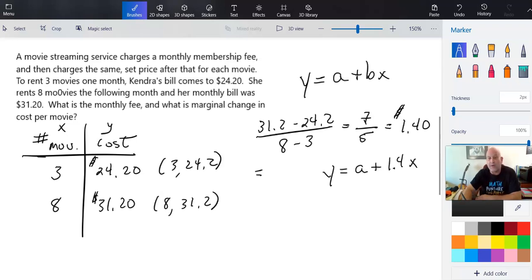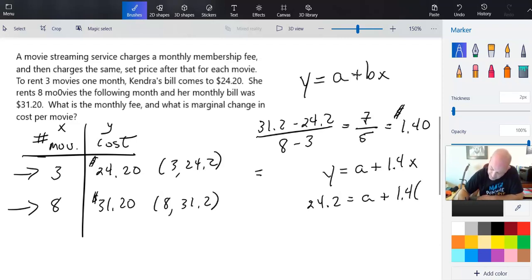And that's where we pick a point and plug it in, right? It really doesn't matter which point we pick. I could use this one or I can use this one. Both will work. So I'm going to use the one with smaller numbers. So that means that Y is 24.2 is equal to A plus 1.4 times, let's say I use the smaller one, so that's 1.4 times 3.